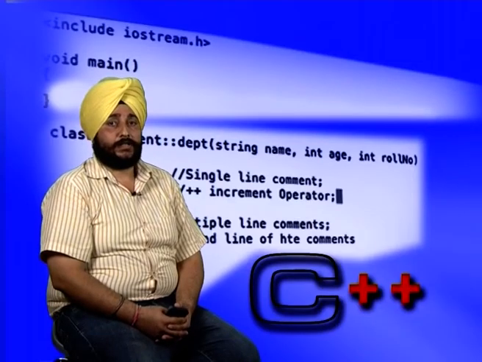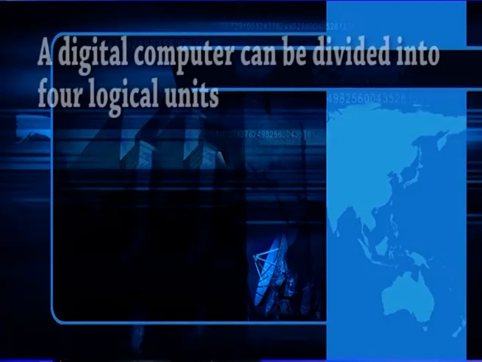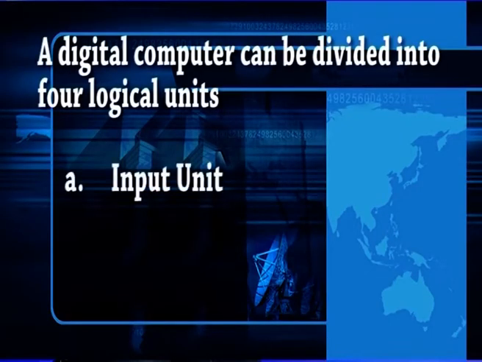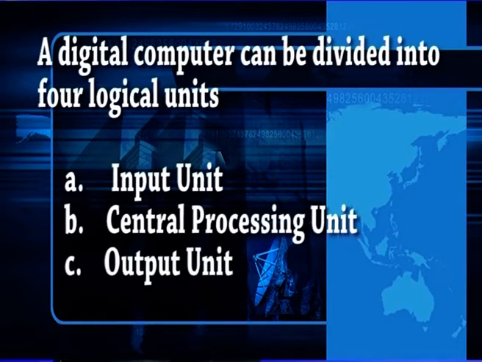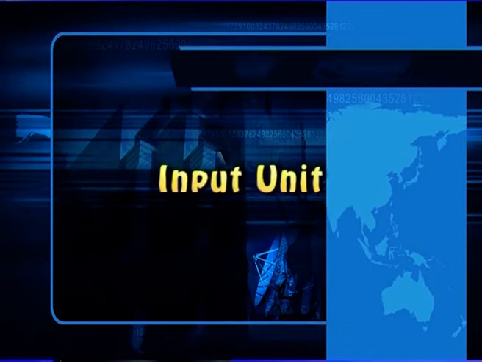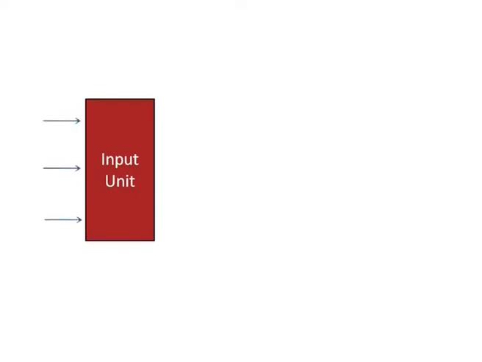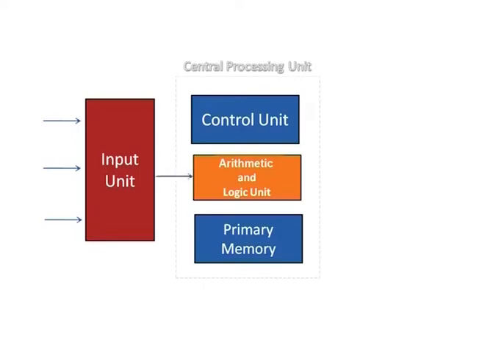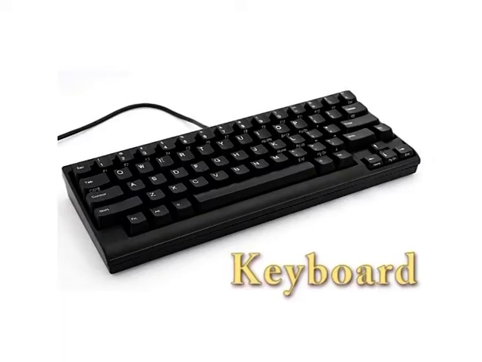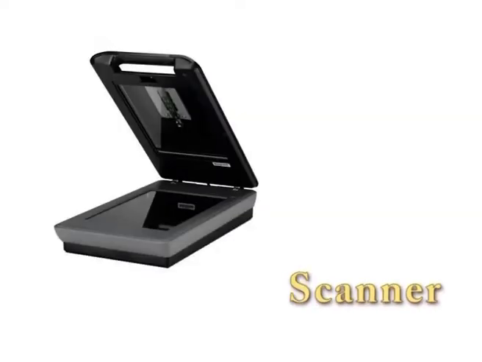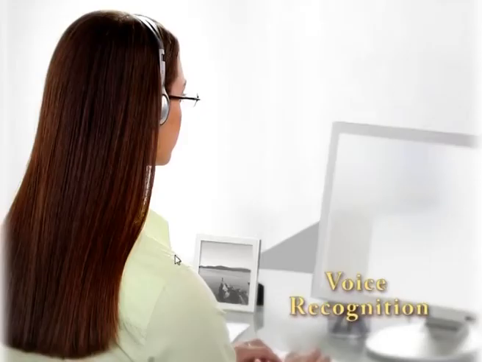A digital computer can be divided into 4 logical units. First, input unit, central processing unit, output unit, and secondary memory unit. Input unit. The input unit receives information or data from various input devices and places it to other units so that the information or data may be processed. The information or data can be entered through keyboard, mouse, scanner, or even speaking to a computer.